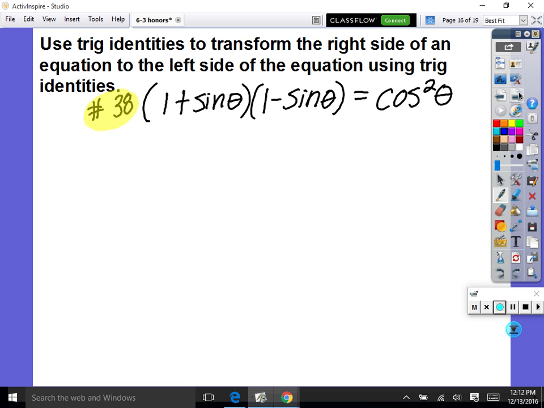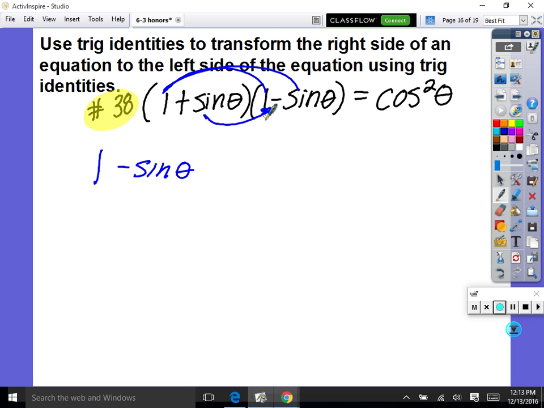Nothing equals just 1 plus sine of theta. They're all squares, correct? Look at your trig identities. Okay, so I would distribute it, yes. Notice they're conjugates, correct? 1 times 1 is 1. 1 minus sine of theta is negative sine of theta.